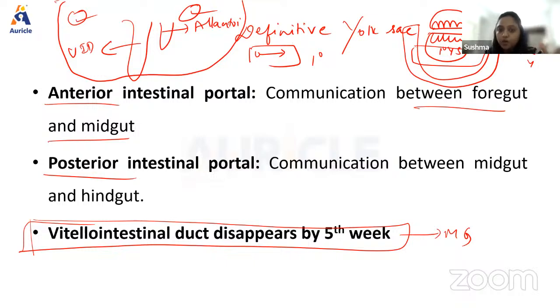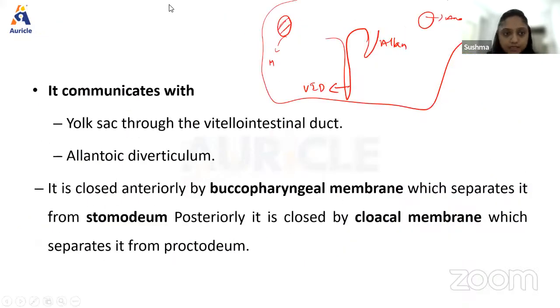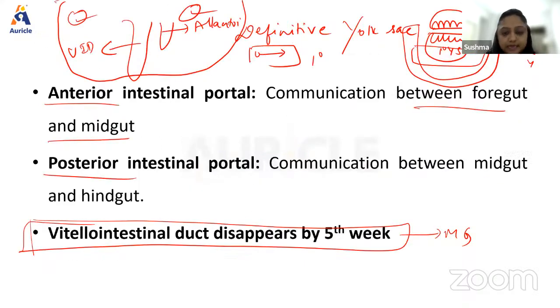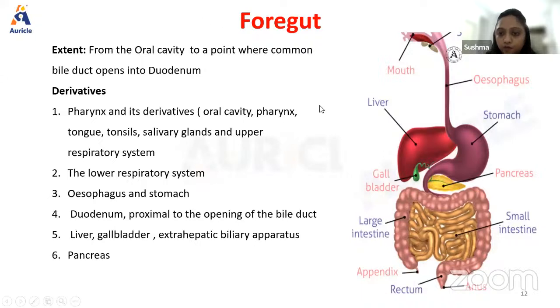Similarly, the definitive yolk sac now has the buccopharyngeal membrane at one end, which forms the mouth, and the cloacal membrane at the other end, which forms the anal canal. Between that, we have the development of the gut: the midgut, foregut, and hindgut. All three are coming from the yolk sac only. What yolk sac? The definitive yolk sac. Understood? Then we'll go to the development of the foregut.